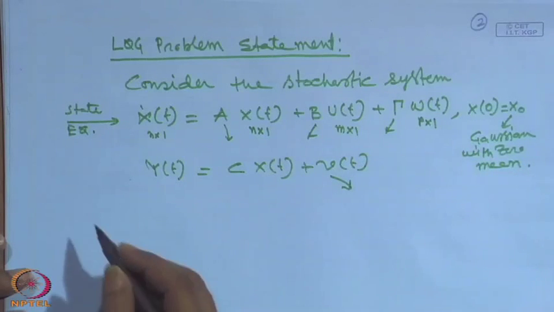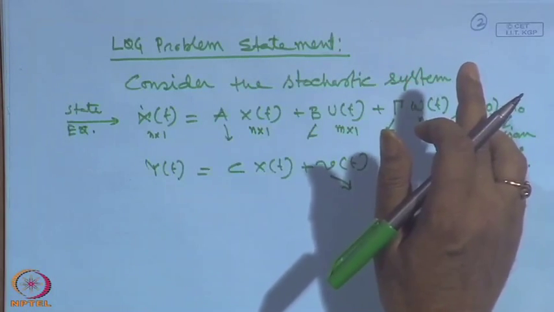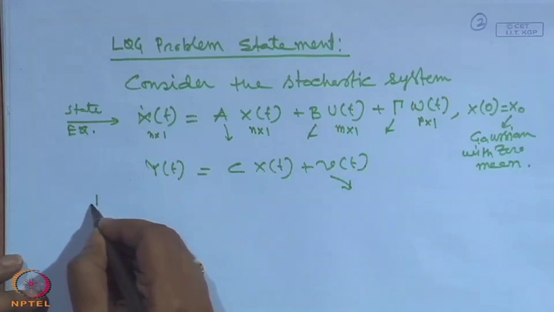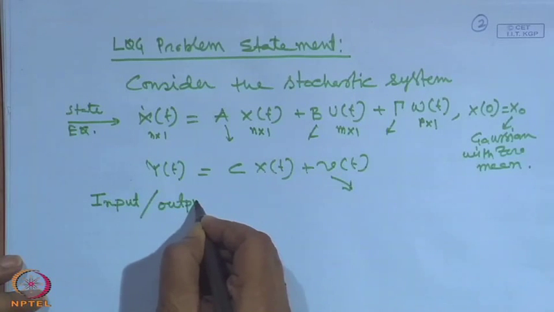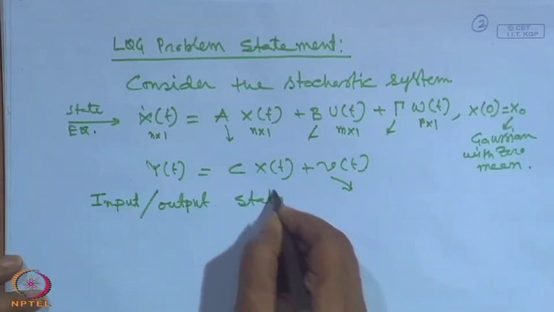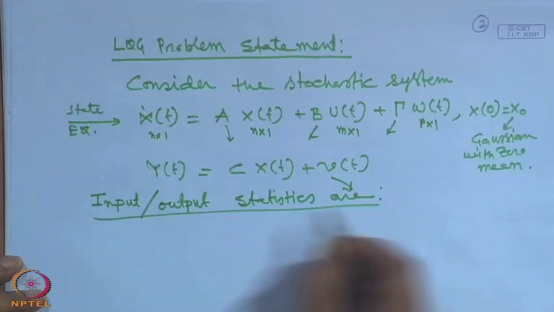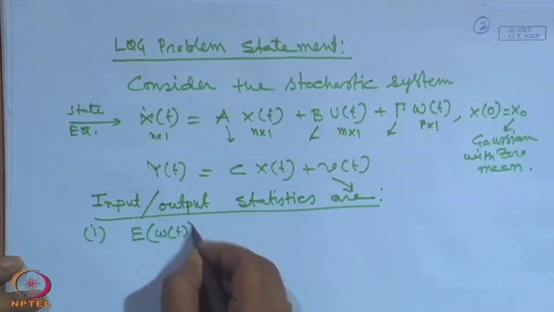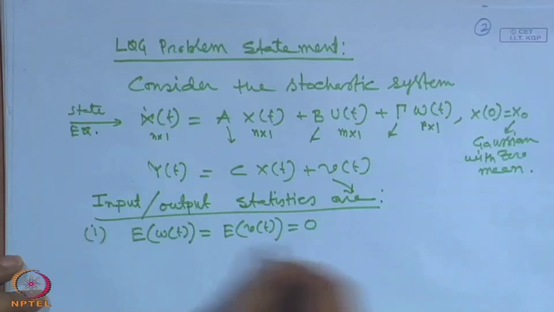There are a few assumptions made before we get the controller solution under a stochastic environment. The input and output statistics are as follows. First, the expected value of w of t equals the expected value of v of t equals zero: both the input noise and the measurement noise are zero mean.